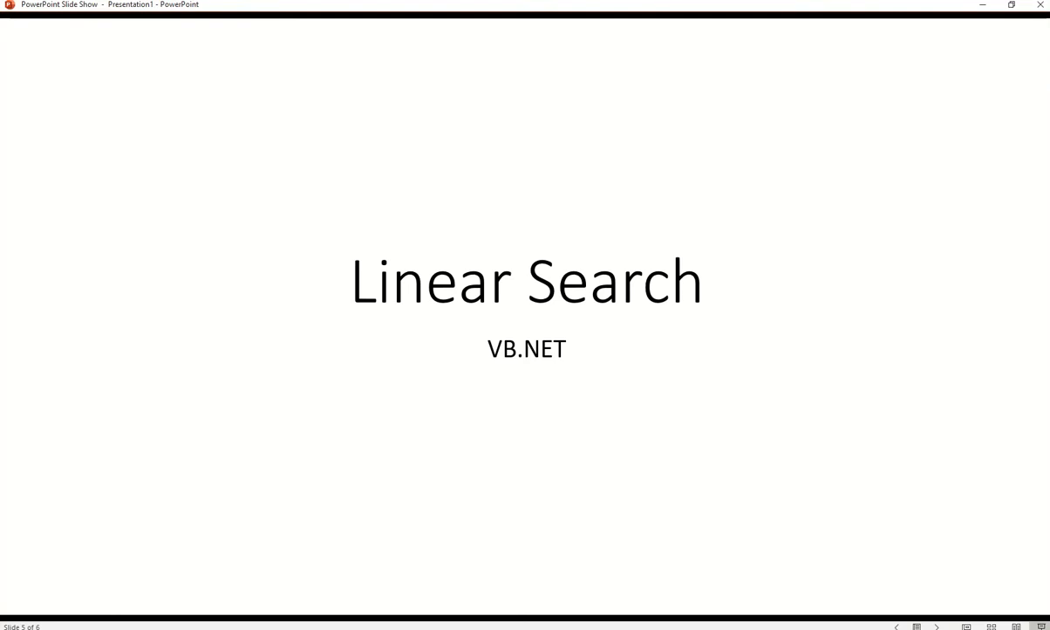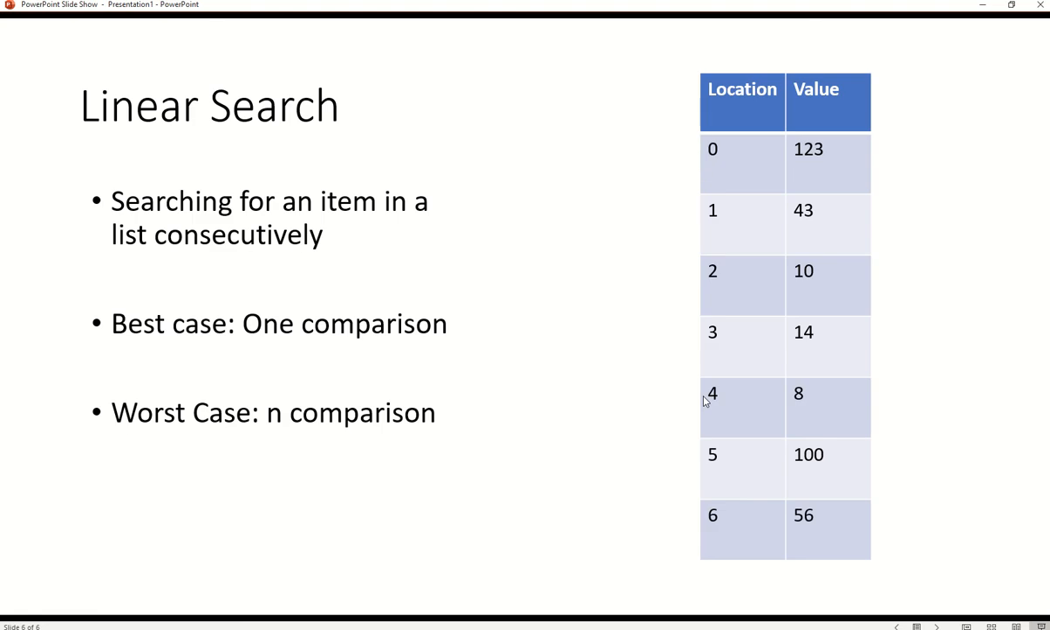Hi, in this video, I'd like to show you how to write a linear search and also what it is and why we use it. So a linear search basically is a search. We're searching for an item in a list consecutively.